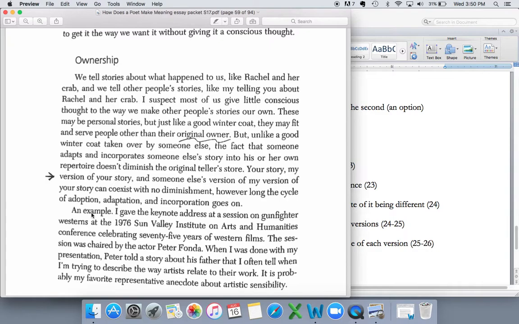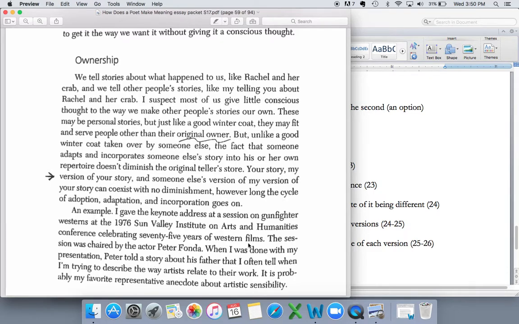He says, I gave the keynote address at a session on gunfighter westerns at this 1976 Sun Valley Institute on Arts and Humanities conference celebrating 75 years of Western films. Story. Right. The session was chaired by the actor Peter Fonda. When I was done with my presentation, Peter told a story about his father that I often tell when I'm trying to describe the way artists relate to their work. It's probably my favorite representative anecdote about artistic sensibility.